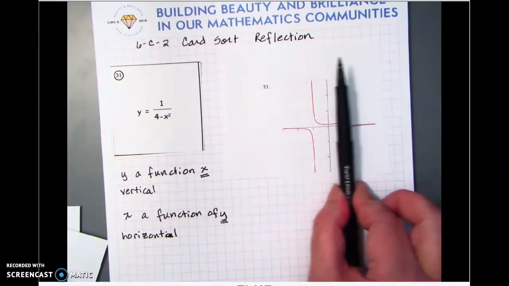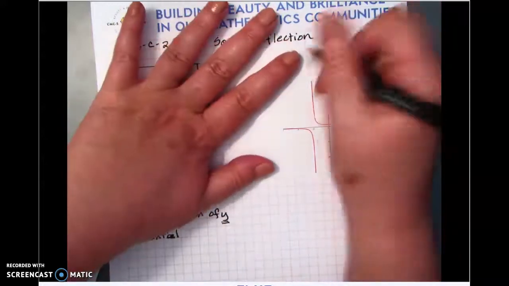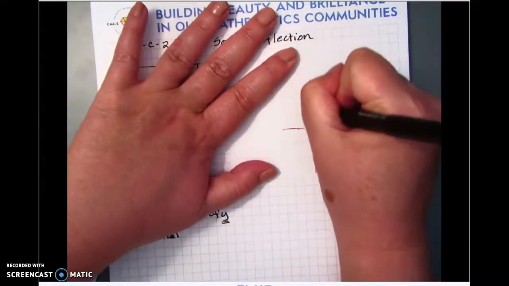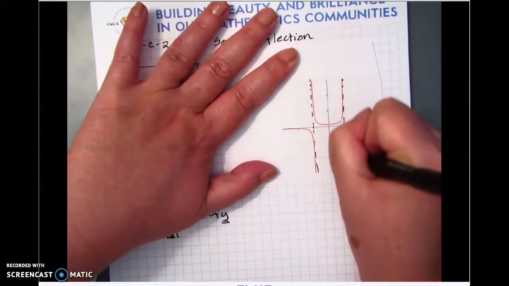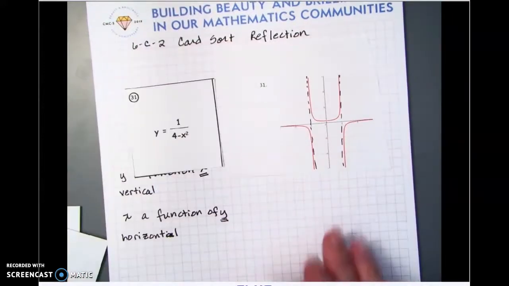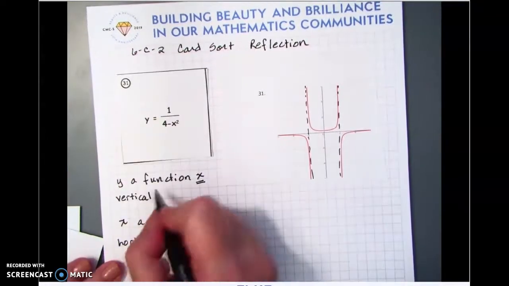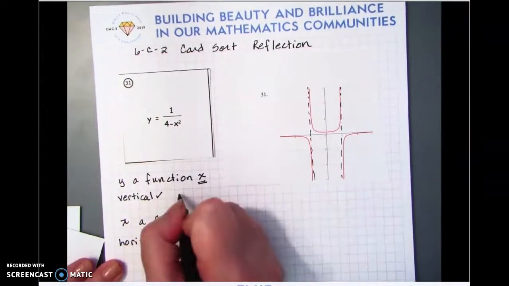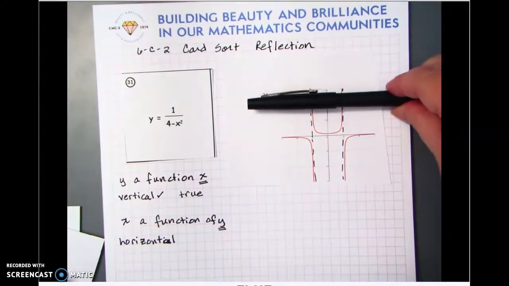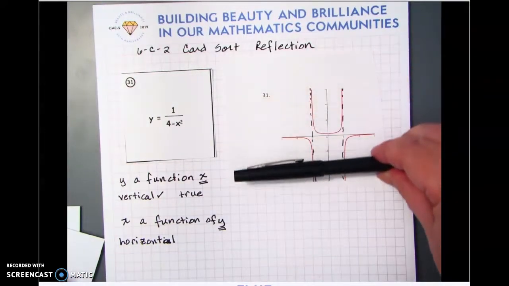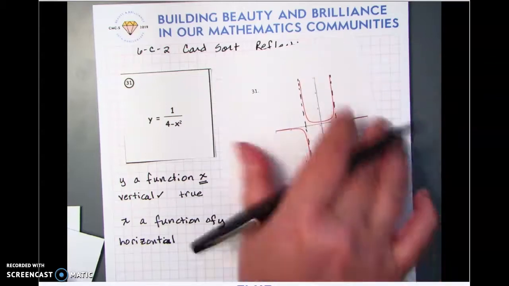If you notice, this function does pass the vertical line test. We do have an asymptote right here at -2, and we have an asymptote right here at +2, so there are no values at those. Because it passes the vertical line test, this would be true. But if we do the horizontal line test to see if y was the domain, would it be a function? Do you see that?